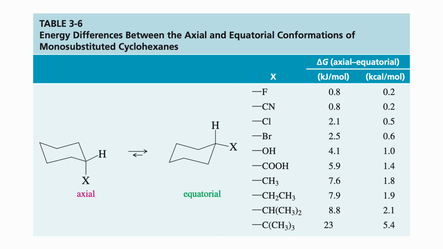An ethyl group and a methyl group are nearly the same, 1.8, 1.9. When we get an isopropyl group, it's a little bit bigger than an ethyl. That brings the kcal per mole to 2.1. And finally, that final group on the bottom there is a tert-butyl.